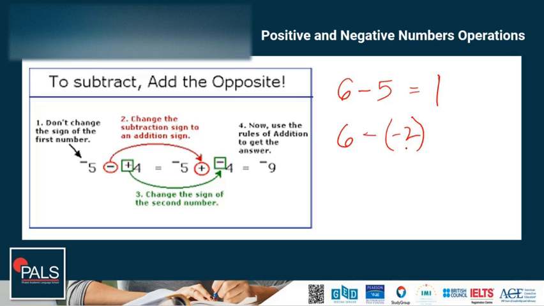Okay, 6 minus 2. So first step, don't change the sign of the first number. The first number is 6 or positive 6, so it remains as positive 6. Then change the subtraction sign to addition sign, so minus will become plus. Then negative 2 will become positive 2. And then apply the rules of addition. So 6 plus 2 is equal to 8. Okay, so subtracting positive and negative numbers is easy. All you need to do is follow the simple steps given. Then you will surely get the correct answer.